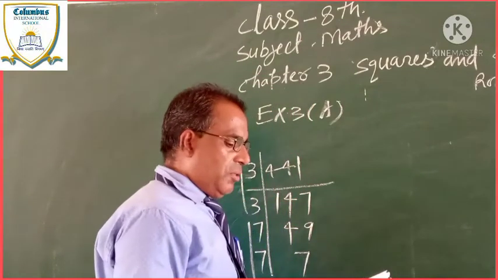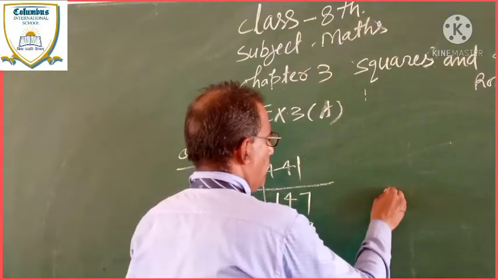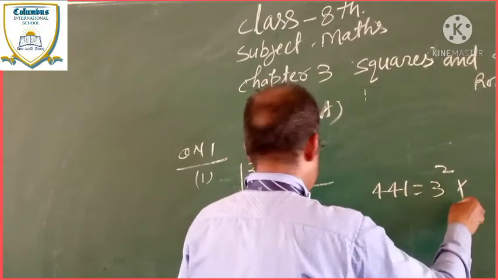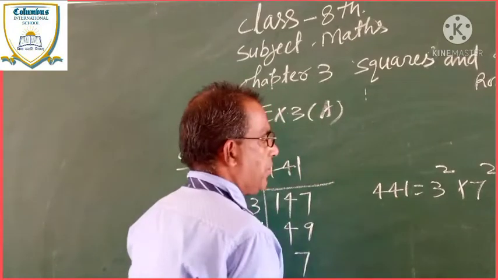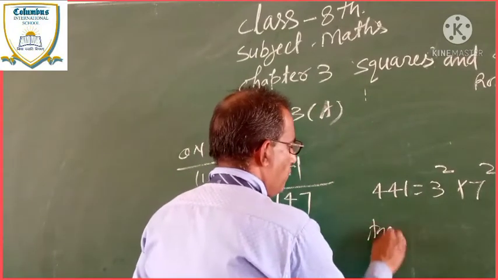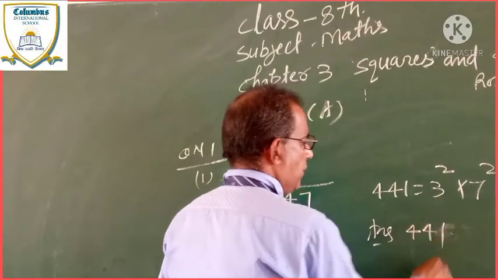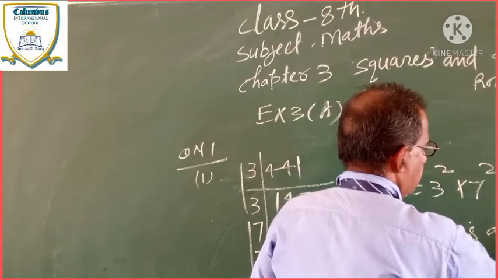Using prime factorization, find out whether the following numbers are perfect squares or not. Okay. First of all, we see 441 equals 3 square and 7 square. So 441 is a perfect square. Answer: 441 is a perfect square.